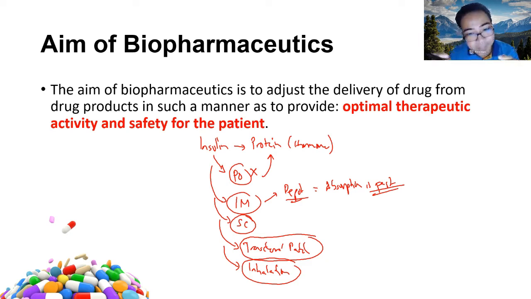Alright? Anyway, that's out of topic na. Sorry about that. Okay, so probably pwede ang IM pero hindi siya ganun ka, in a sense, applicable for insulin.